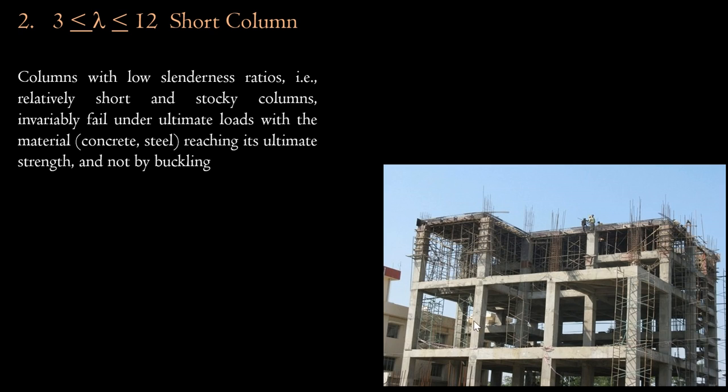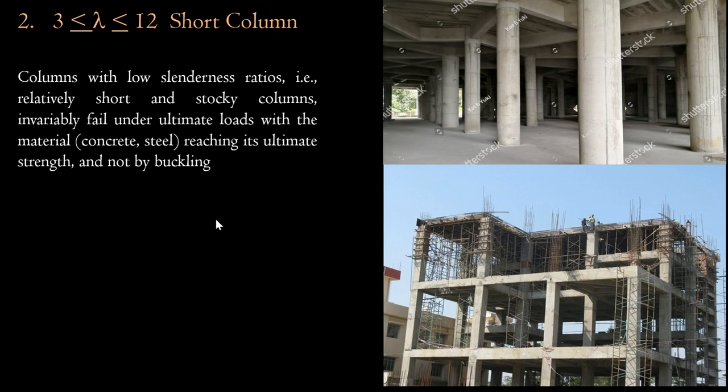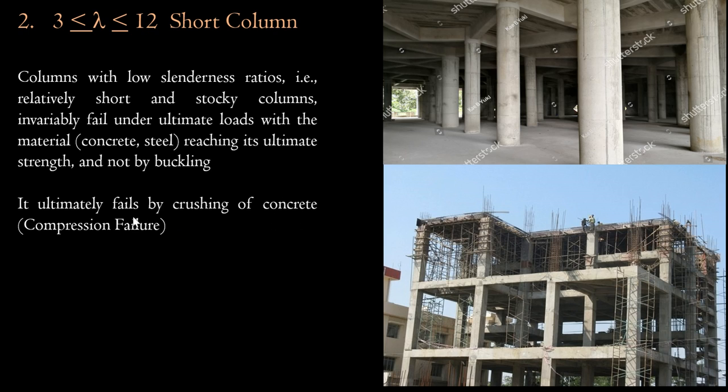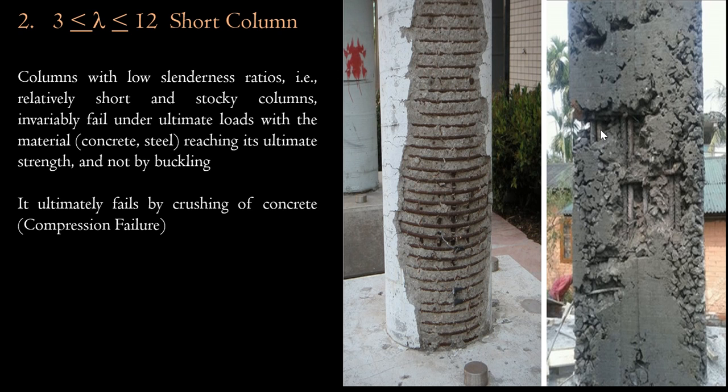You can see here this is a short column. When compared to the cross-sectional area, the length is not that high. That is, lambda is less than or equal to 12. You can see here this is a short column. Then it ultimately fails by crushing of the concrete. As you can see here, the reinforcement is still there, but the concrete here has crushed. This has failed by crushing of the concrete.